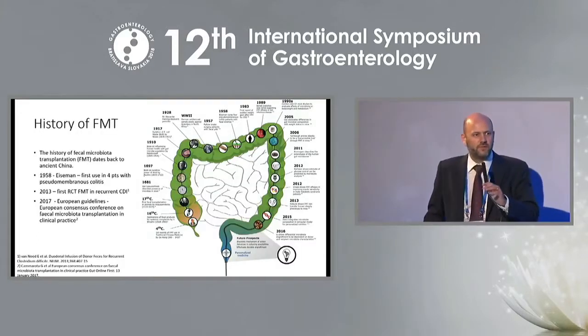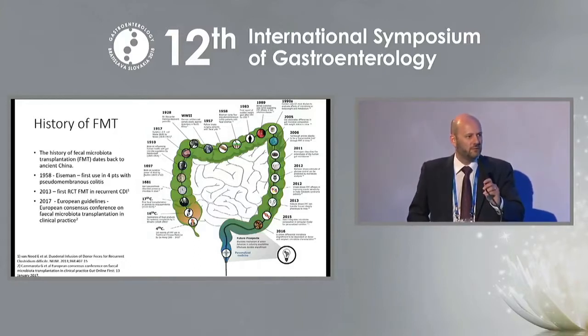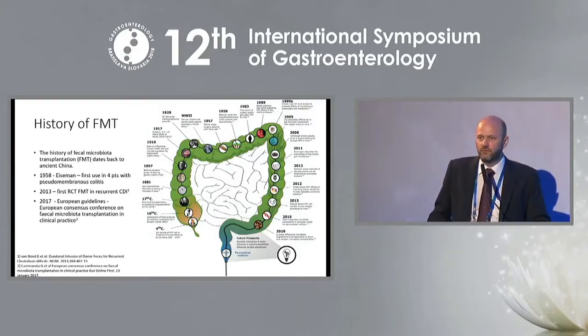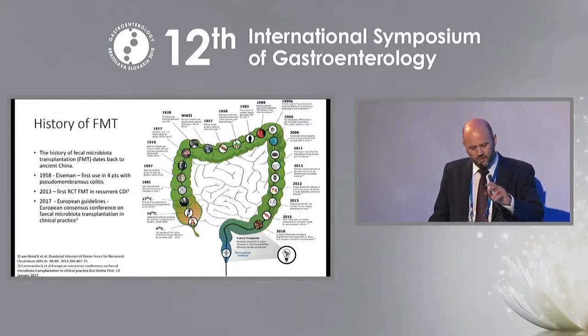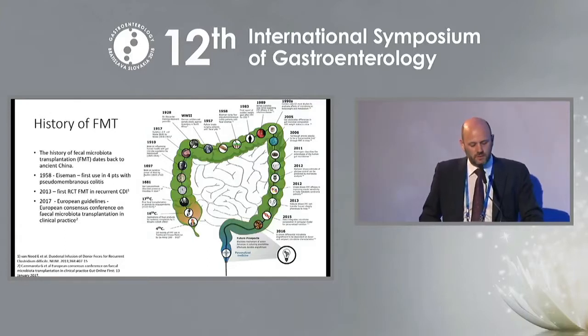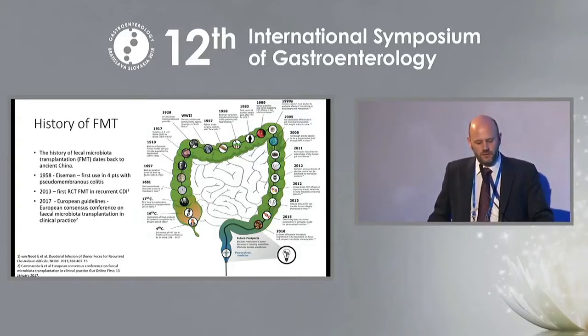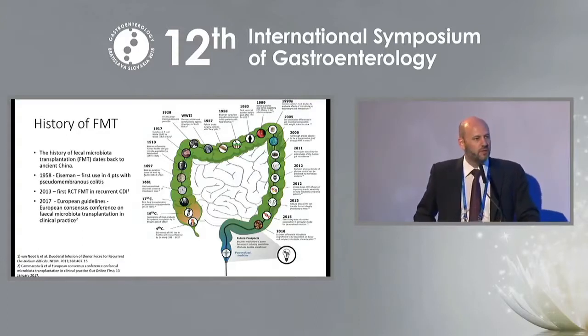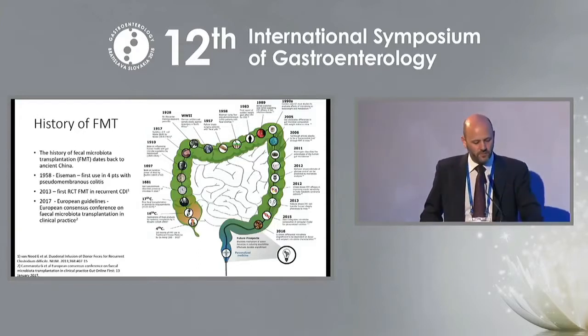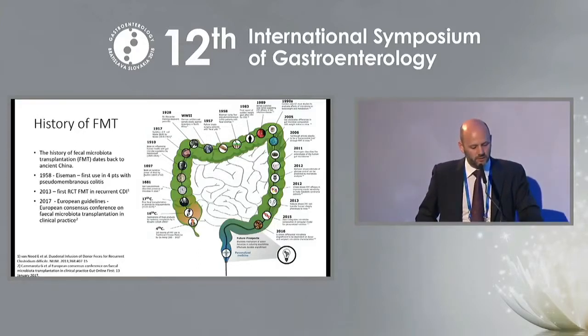So, history of FMT. Although there is a lot of talk about FMT in recent years, it's actually a very old method. Its history dates back to ancient China, to the 4th century after Christ. In the modern literature, it was first described in 1958 by Eisenman, who used it in 4 patients with pseudomembranous colitis. And the first randomized controlled trial for FMT in recurrent CDI was published in 2013. And last year, the European guidelines were published on this issue.